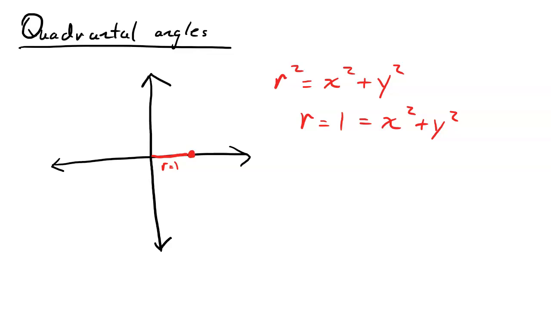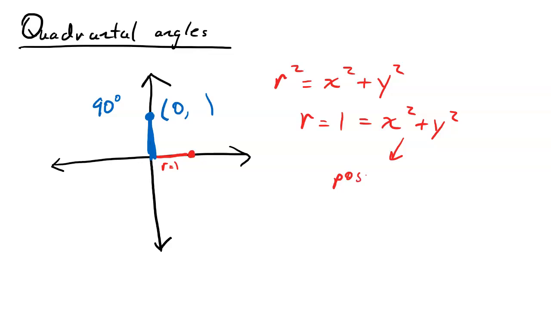Okay, why does that matter? Well, when we're dealing with quadrantal angles, we're only dealing with angles whose terminal side is on one of the axes. So for example, if theta is 90 degrees, this is on the y-axis. Anything on the y-axis has some coordinate in the y and a 0 in the x. Because r is set to 1, if x is 0, then that means that 1 is equal to y squared. This is only for the positive y-axis.